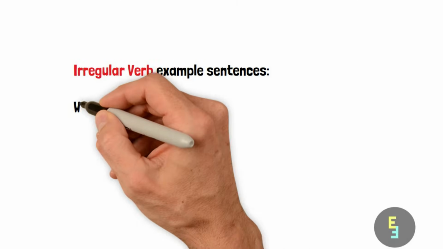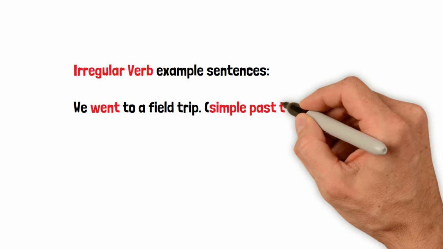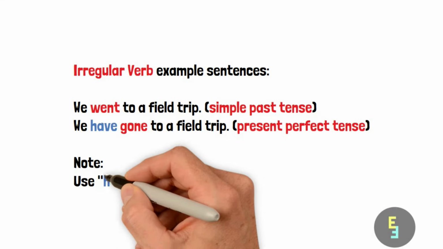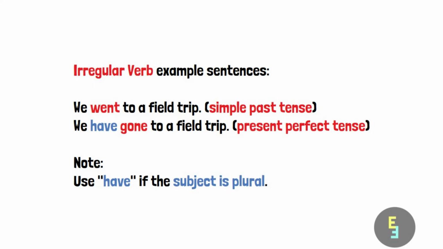Here's our last sentence example. We went to a field trip. We have gone to a field trip. Just like our previous examples, the verb in the first sentence is in simple past tense. The verb in second sentence is in present perfect tense. This verb is irregular. Observe that this kind of verb is written differently when used as past tense and past participle.